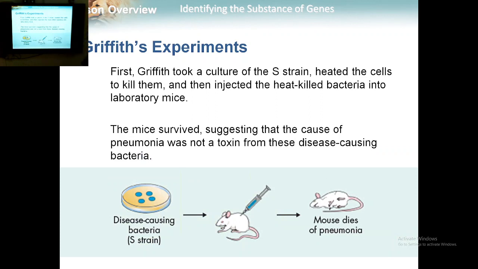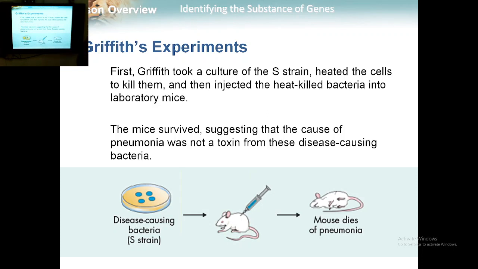Then he tried to check the main cause of the death of the mouse. Is it the pneumonia itself or the toxin itself? So he changed the type of the experiment. He heated the S strain, and after he heated it, he injected the heated S strain into the mice, and the mice survived.